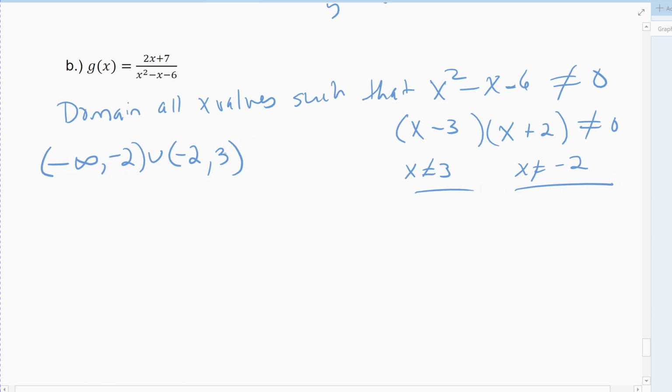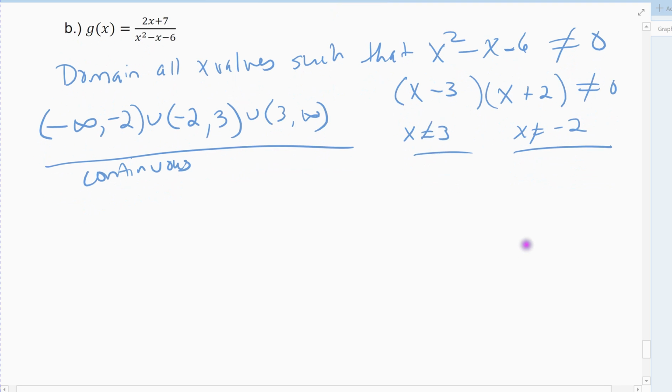It's continuous between negative 2 and 3. Then there's a break at 3. And then after 3, it's continuous everywhere. All right, there's not another break. And so that's its domain. That's also where it's continuous. All right, continuous over those pieces of the function.